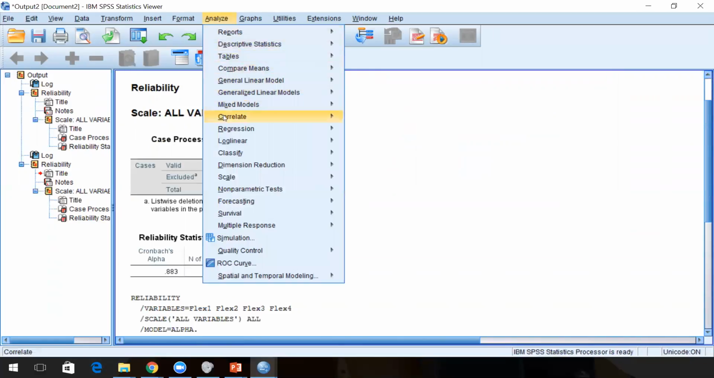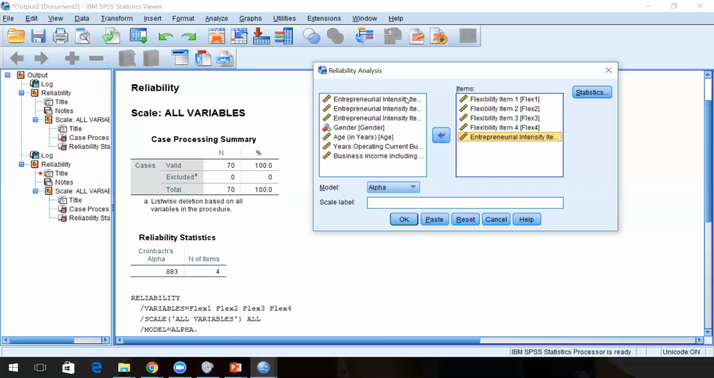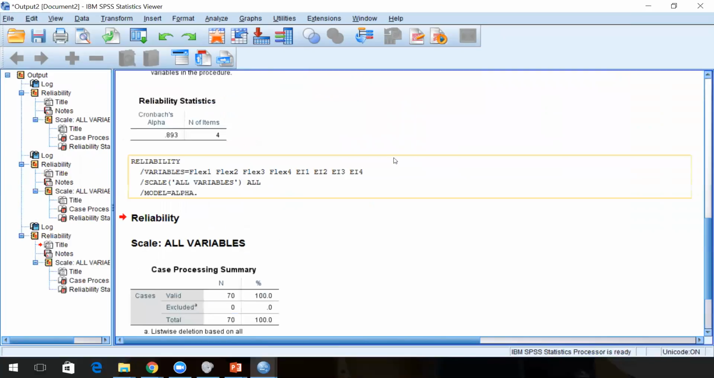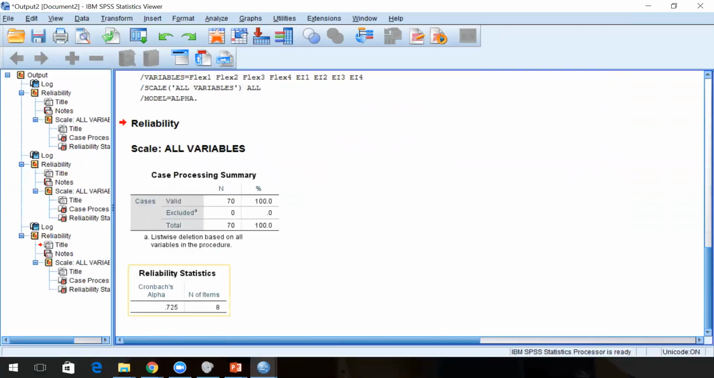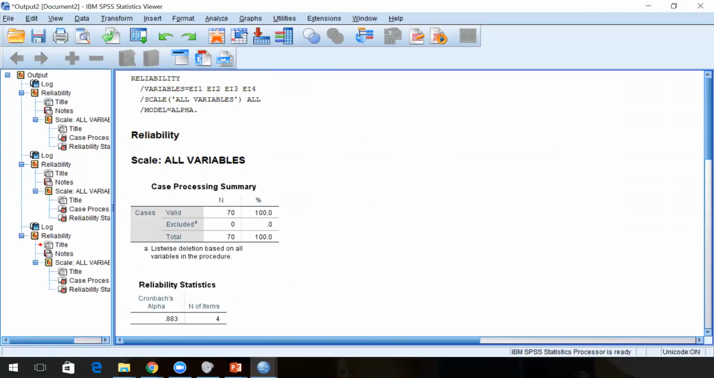If I put them all together, let's just see what happens. Again, this is not what you want to do. But if I just throw them all in, it might give me a decent alpha, but it shouldn't be as high as the ones individually. It actually does give us a decent Cronbach's alpha, 0.725 with all 8. But again, you don't want to do it that way because you're looking at 2 separate measures, one for flexibility and one for intensity.